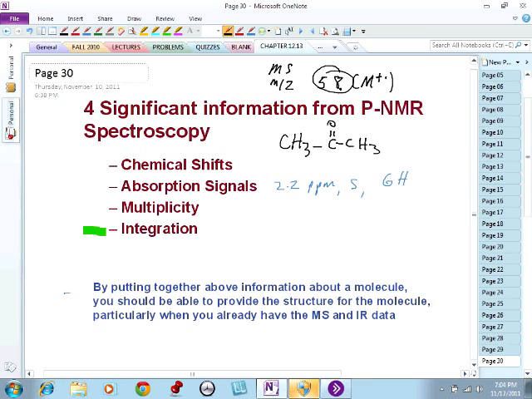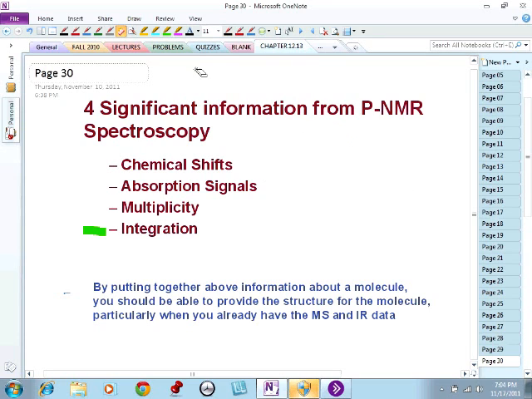Now, supposing I do this. Let's give you another example. Supposing I give you this molecule here, CH3, CH2, carbonyl. What will be the proton NMR spectrum? I ask you to give me the proton NMR spectrum of this compound. What will it look like?